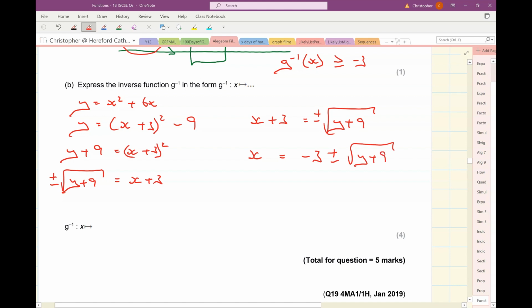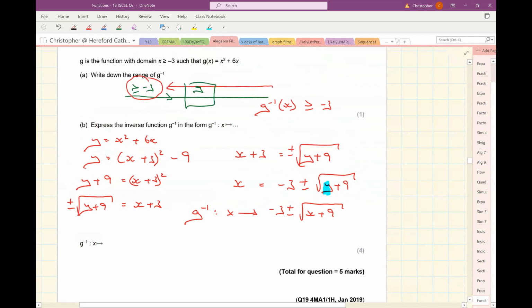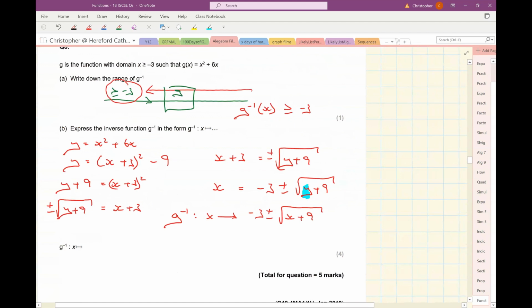So it looks like the inverse function is going to be that x becomes minus 3 plus or minus the square root of x plus 9. I've just substituted an x there instead of the y. Now look out, because I'm told that x must be greater than minus 3. Sorry, over here. I'm told that here, aren't I? I'm told here that x must be greater than minus 3.